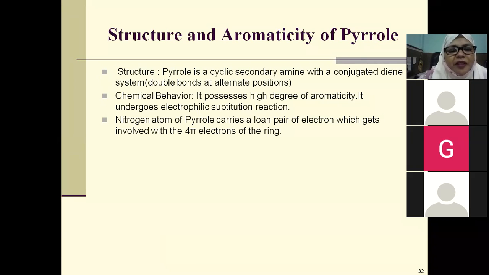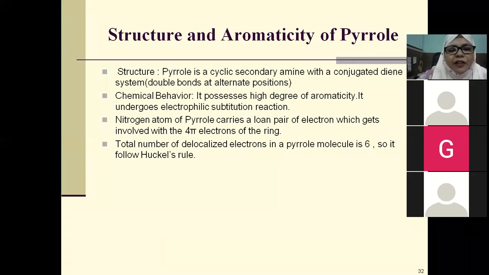Then the nitrogen atom, which is present at the 5th place in pyrrole, contains a lone pair of electrons which gets involved with the 4 pi electrons of the ring. जो ring में हमारा 4 pi electrons है डबल बॉन्ड के पास, उसके साथ ये 2 lone pair electrons आपका मिलके वो resonance structure form करता है, resonance effect देता है, and because of that it is stable.